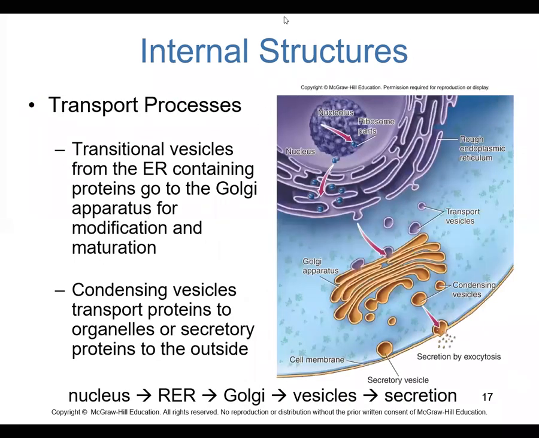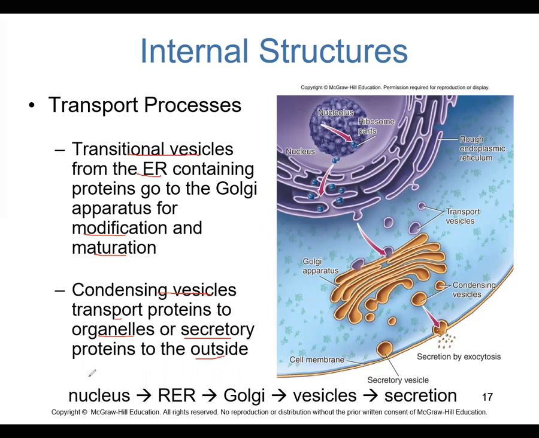Now, important things about the Golgi is that it takes the vesicles from the ER, mainly this rough ER, but it could be smooth ER. And then it'll store these proteins that are made from the rough ER, and it'll modify them and mature those proteins and then package them. Then they put them into other vesicles to either transport them to organelles in the cell or to secrete outside of the cell.